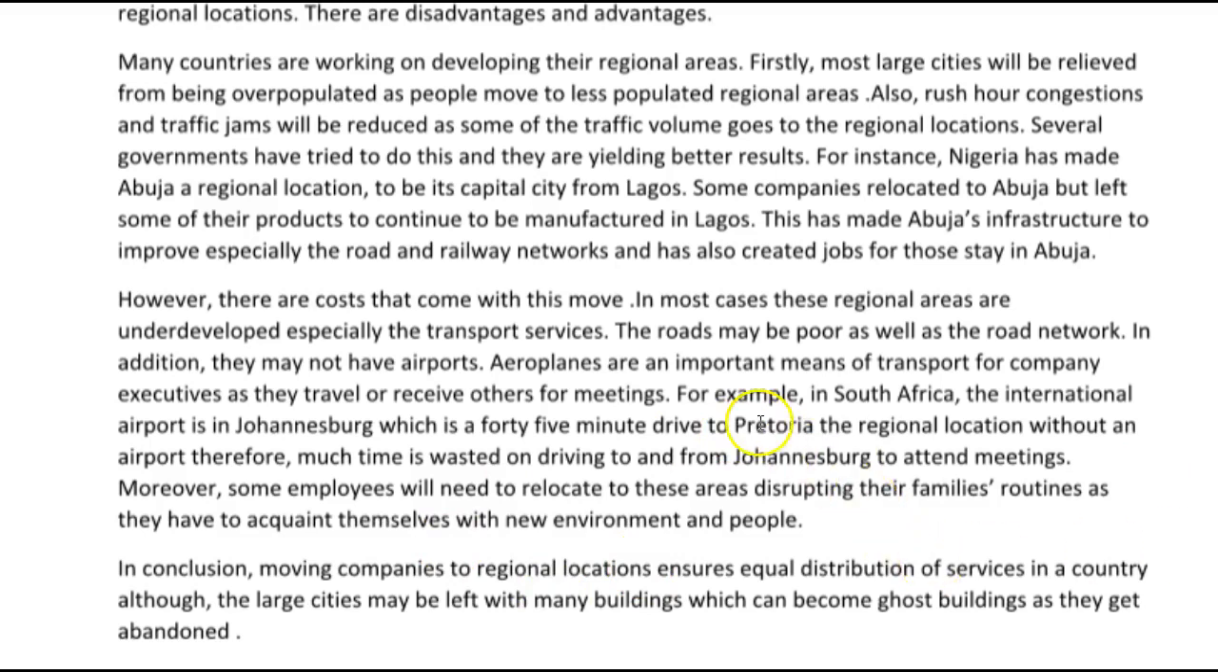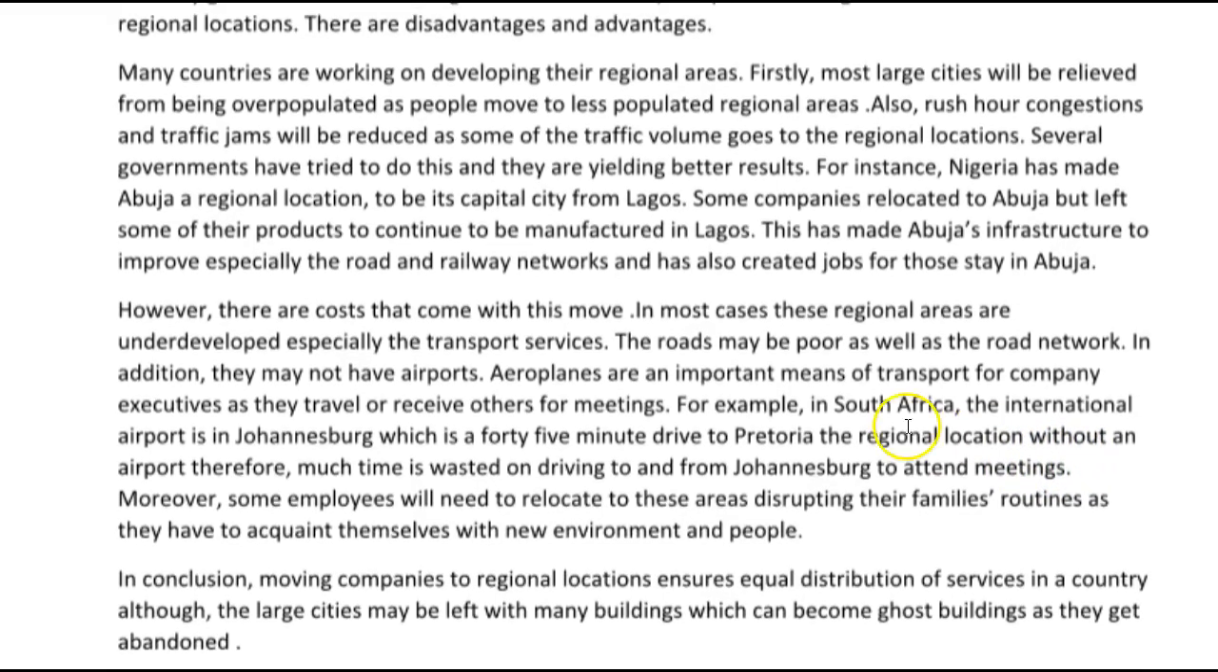Let's try it again. In South Africa, the international airport is Johannesburg, comma, which is a 45-minute drive to Pretoria, comma, the regional location without an airport, comma, therefore much time is wasted on driving to and from Johannesburg to attend meetings. Okay. Moreover, some employees will need to relocate to these areas, comma, disrupting their families' routines as they have to acquaint themselves with a new environment and people.